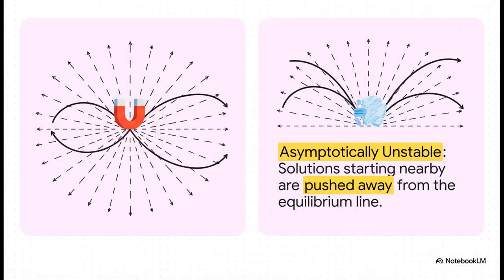And what's really cool is that these equilibria have different personalities. A stable equilibrium is like a valley. You can see on the map that all the nearby solutions get sucked into it. But an unstable equilibrium is like a sharp hilltop. Solutions that start even a tiny bit off that line get pushed away, never to return. And you can see all of this just by looking at the direction of the flow on the map. It's amazing.